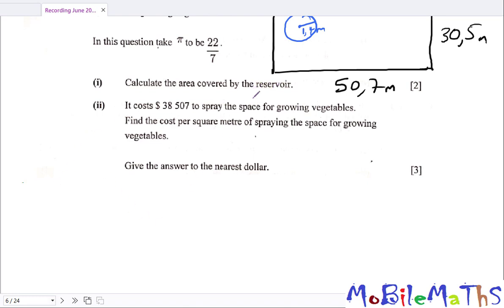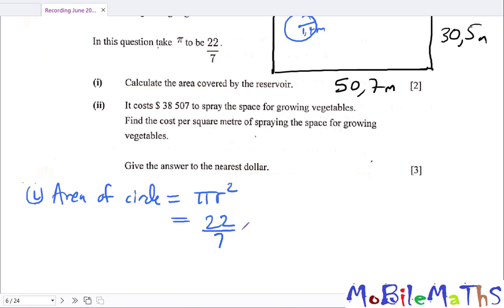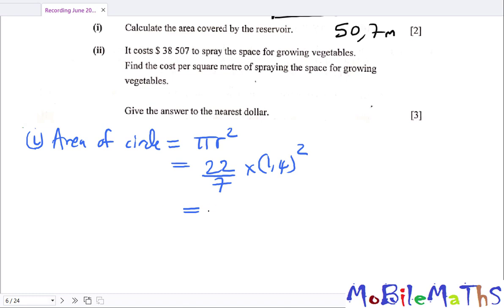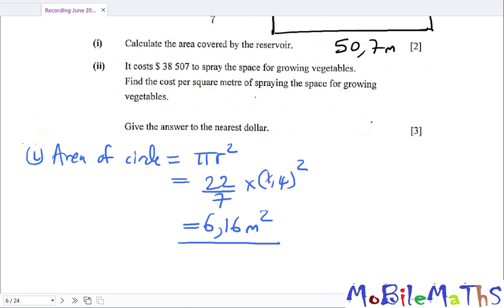So the area of a circle. We know the area of a circle is pi r squared. So we are going to multiply, taking our pi to be 22/7 times the radius 1.4 squared. So we square and we punch in our calculator. I'm getting 6.16 meters squared. Okay, don't forget the units. So we are done with the first part.